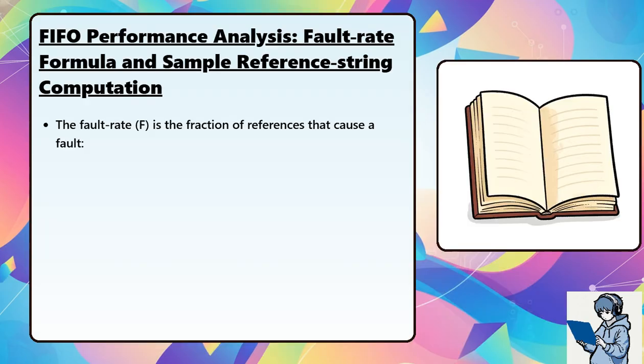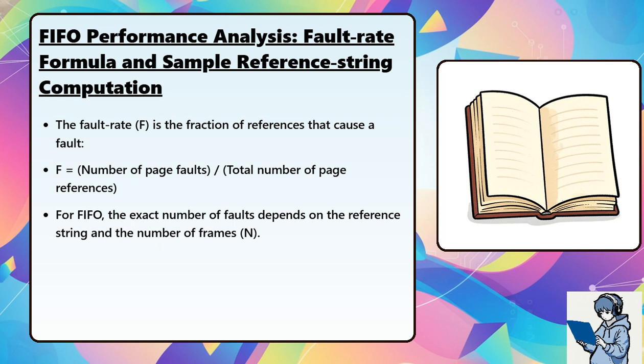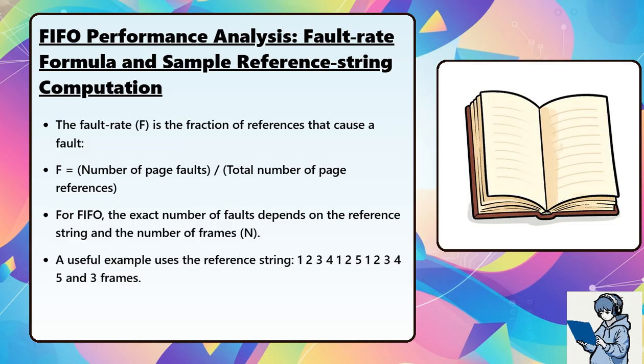The fault rate, represented by capital F, is the fraction of references that cause a fault. F equals the number of page faults divided by the total number of page references. For first in, first out, the exact number of faults depends on the reference string and the number of frames, denoted by N. A useful example uses the reference string 1, 2, 3, 4, 1, 2, 5, 1, 2, 3, 4, 5, and 3 frames.